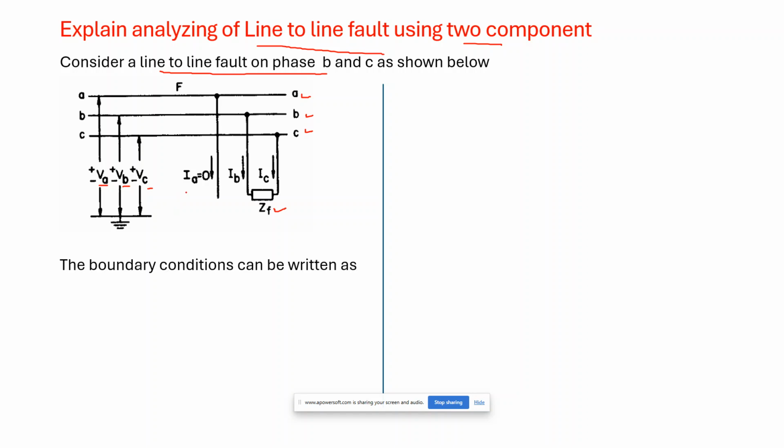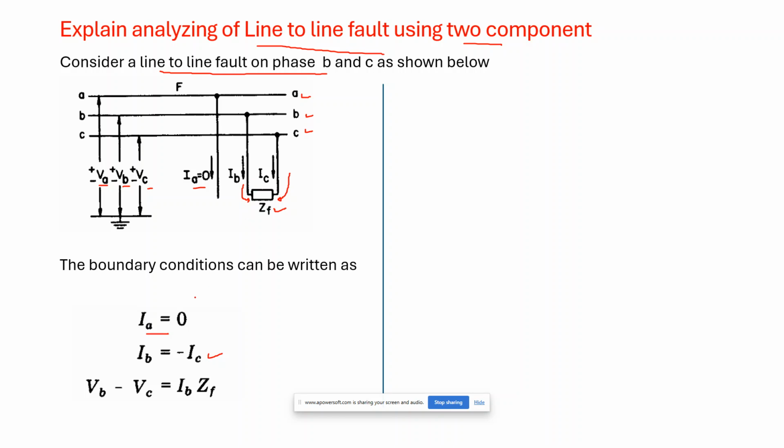And now for this fault, we can write the boundary conditions. So we can say here I naught is 0. There is no current in this line phase A. And IB is equal to minus IC. So you can see the IB flows in this way and IC flows in this way to the fault, and they are opposite. So we can write IB is equal to minus IC.